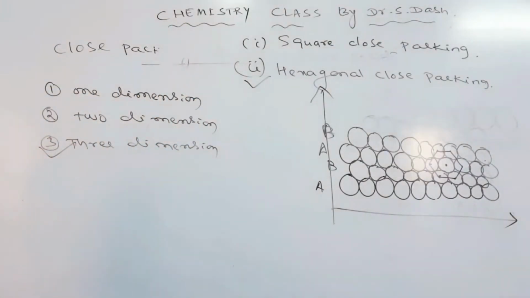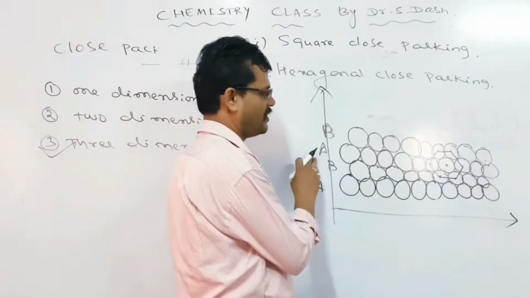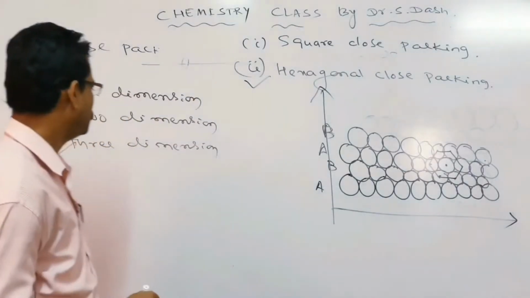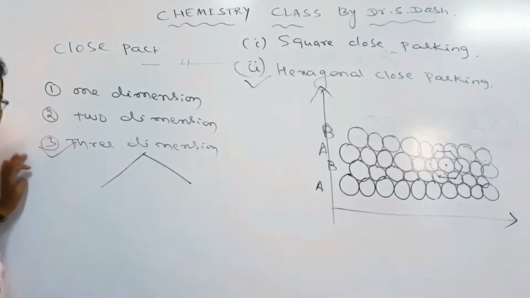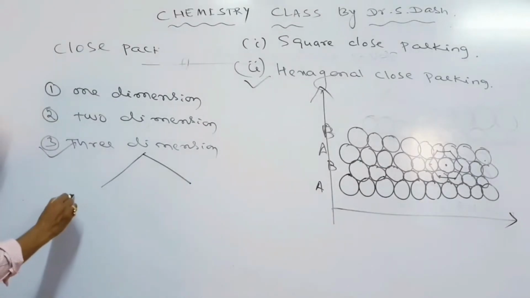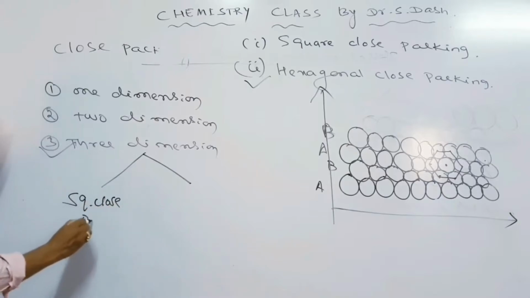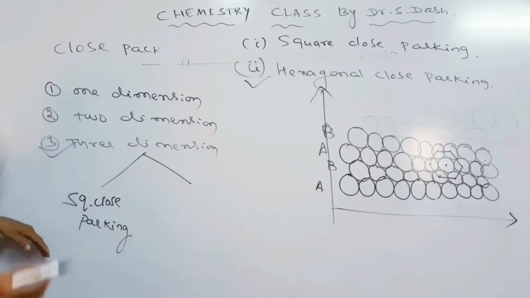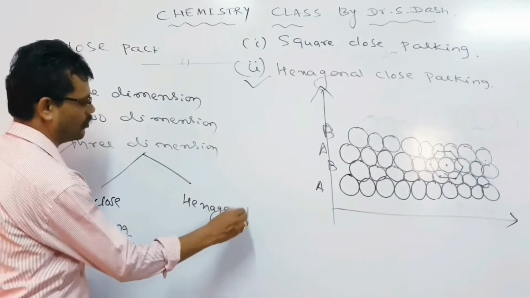In one case, what is the arrangement already present here? The same arrangement has to be repeated. The same type of arrangement you have to get. Because you see, in three dimensional cases also we have to make two types. One is three dimensions involving square close packing, and another is three dimensions involving hexagonal close packing.